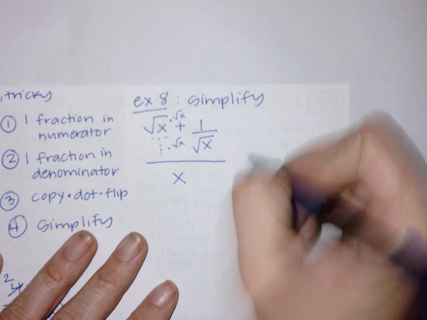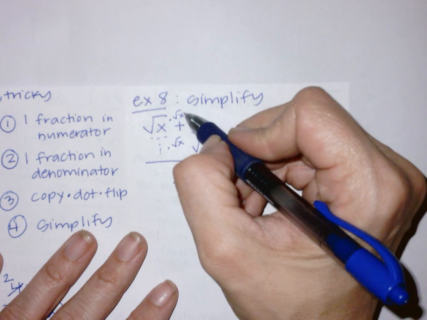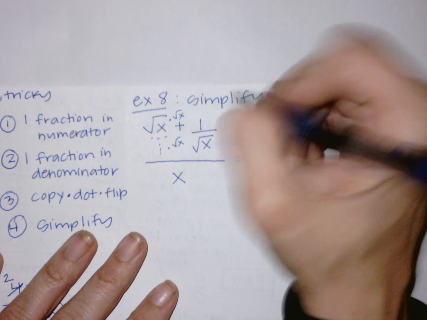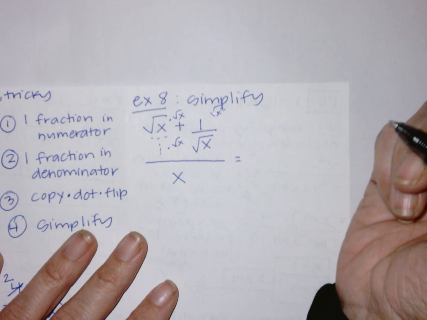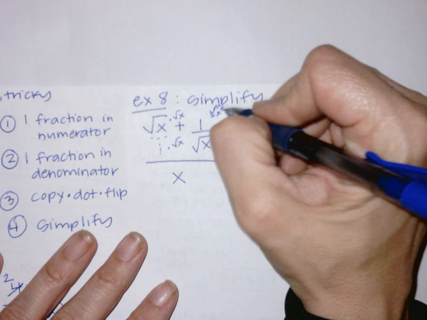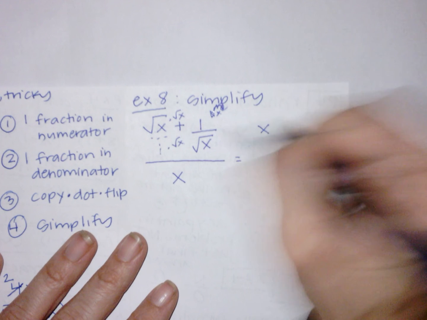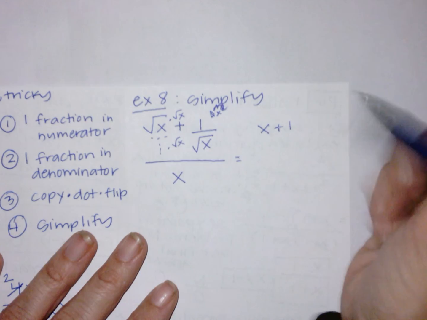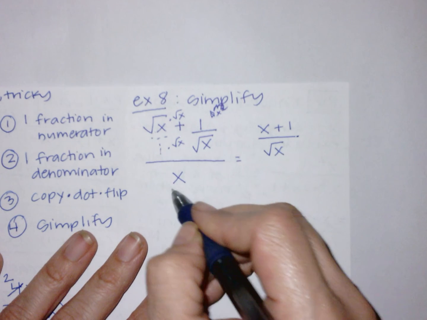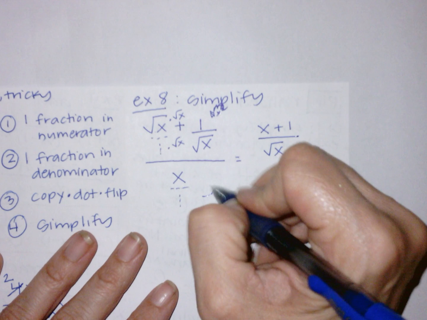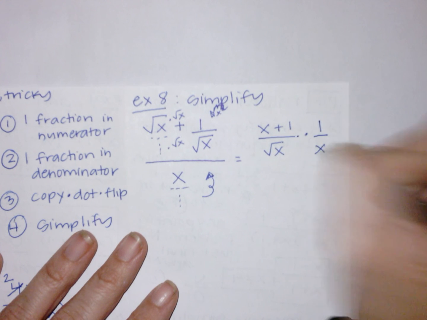So what this ends up being, if I change this, is square root x times square root x. We already did that. Square root x times square root x means we can combine it under 1 under x squared, and that is going to undo it. So I'm going to get x, and then over here I didn't have to do anything, so it's going to be plus 1, and then it's going to be over root x. And then remember, we have to make this over 1 and copy dot flip that. So times 1 over x.